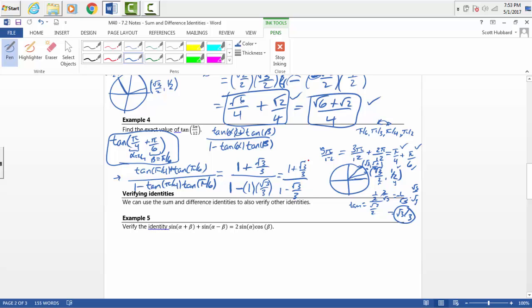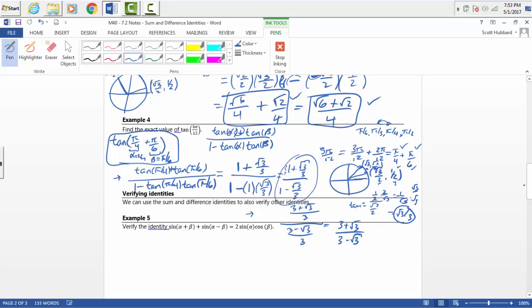Okay, and we can do one more step where we get a common denominator. On a test, this would be fine for me, but if we wanted to, this would become multiplied by 3 over 3. So you get 3 plus root 3 over 3 divided by 3 minus root 3 over 3. And these flip up, and that becomes 3 plus root 3 divided by 3 minus root 3.